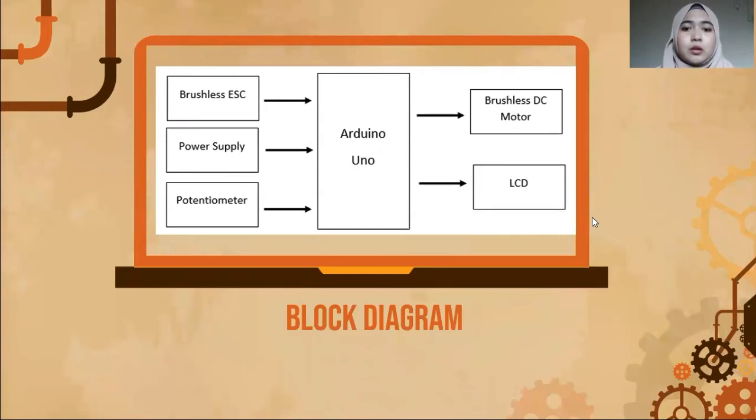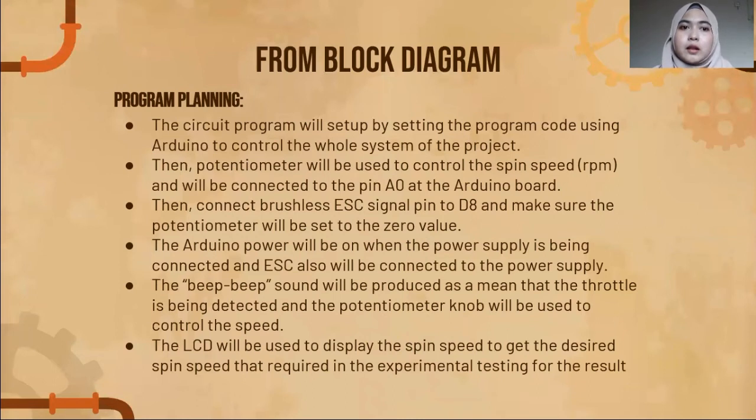This is the block diagram for the spin coater machine running system. We have the brushless ESC, power supply, and potentiometer connected to the Arduino Uno as the input, and for the output we have the brushless DC motor and LCD to show the reading. From the block diagram, the program planning is that we set up the program code using Arduino to control the whole system of the project.